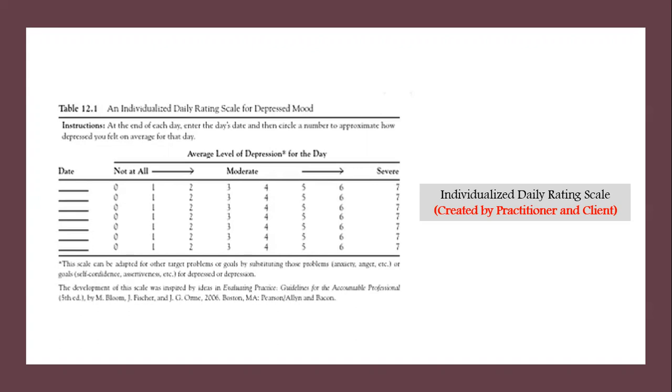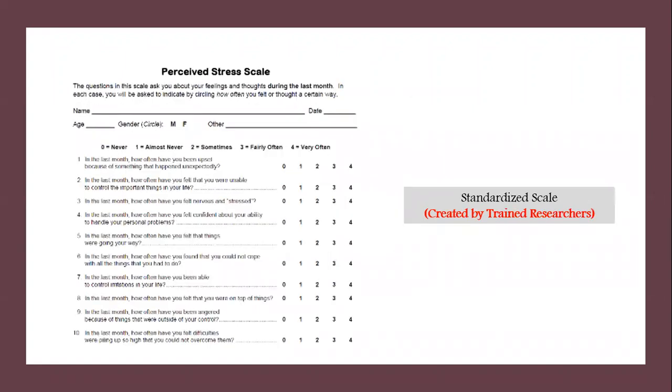Again, this is intended to be a very rapid, very quick assessment that's very simple to individualize and to track consistently over an extended period of time. And then we have here the standardized scale. This is what we just talked about in terms of standardized assessment tools. This is just an example, which is the Perceived Stress Scale, and this is something that's created by trained researchers, right?